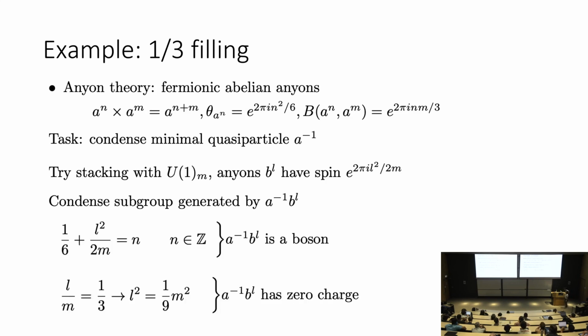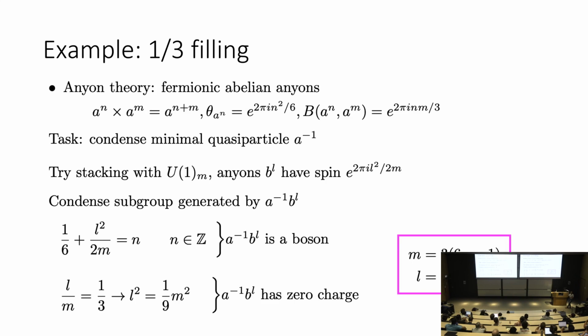And there are two constraints. First, we want this guy to be a boson. And second, we want this guy to have 0 charge. So if you put those two conditions together, we get pretty tight constraints for this M and L. M and L are given as follows.